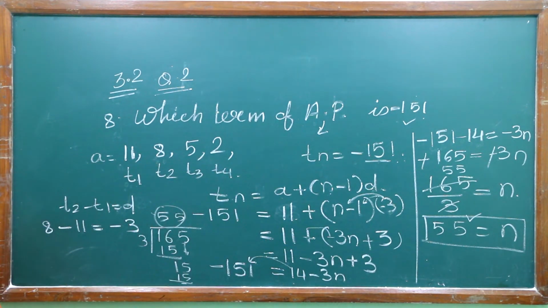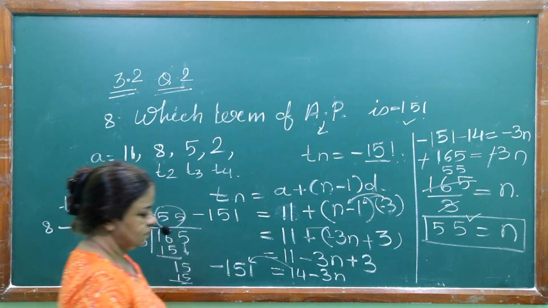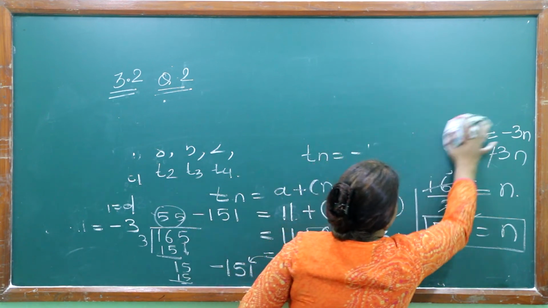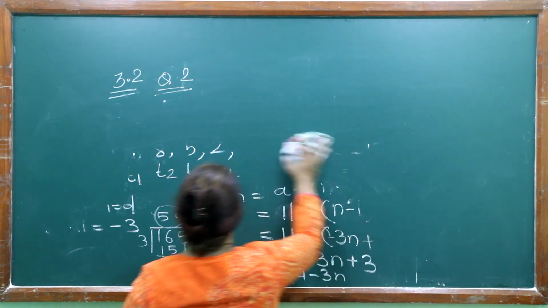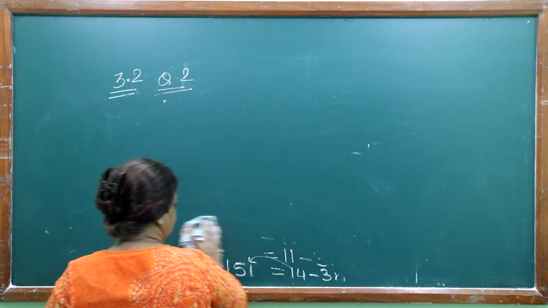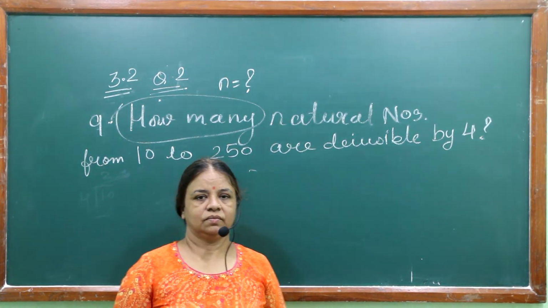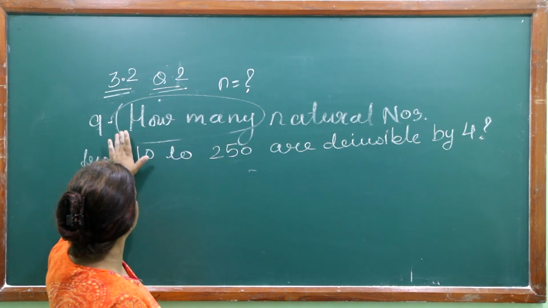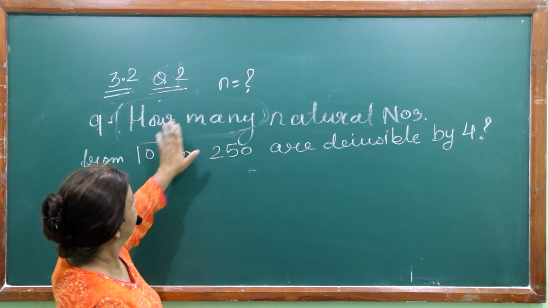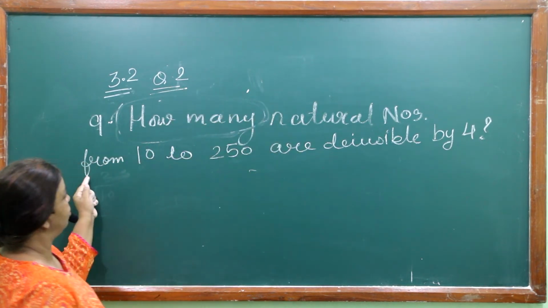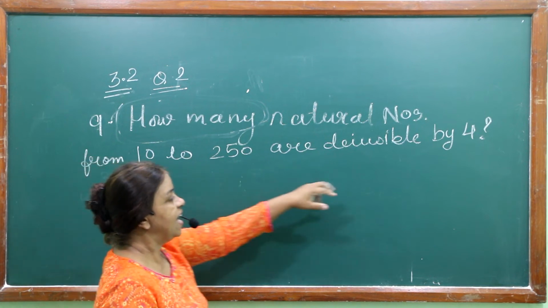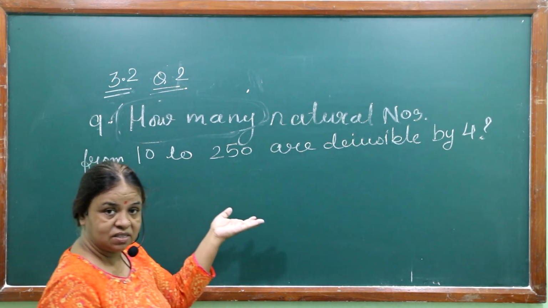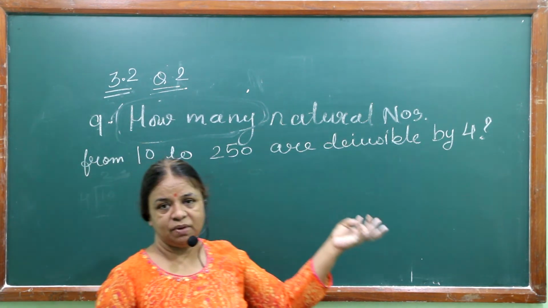Now we will move to the 9th sum, and we end with the exercise. Question number 9. How many natural numbers from 10 to 250 are divisible by 4? Question number 9 says, how many natural numbers between 10 to 250 are divisible by 4?